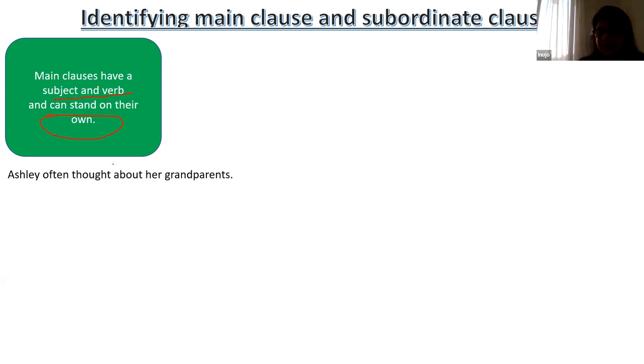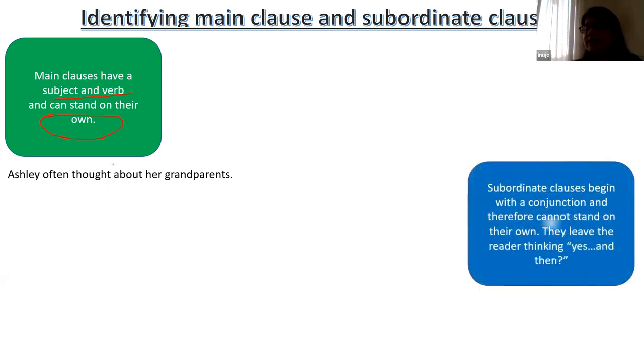Got it? Now, let's see what a subordinate clause is. A subordinate clause always begins with a conjunction and therefore cannot stand on its own. They leave the reader thinking, yes, and then? You have a question. When you read the sentence and do not get a complete meaning, a doubt or question arises: what next? So those are called dependent or subordinate clauses.